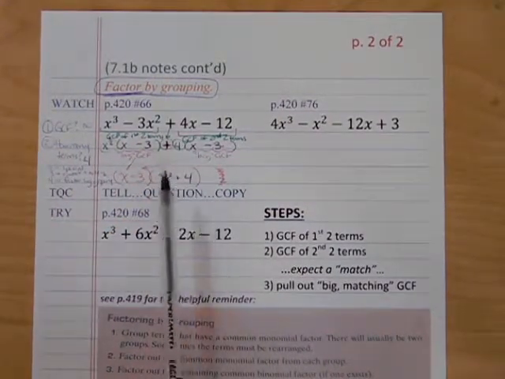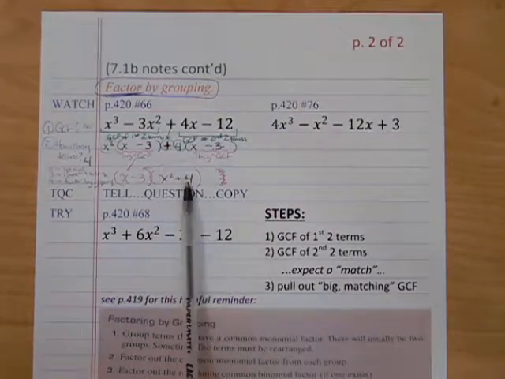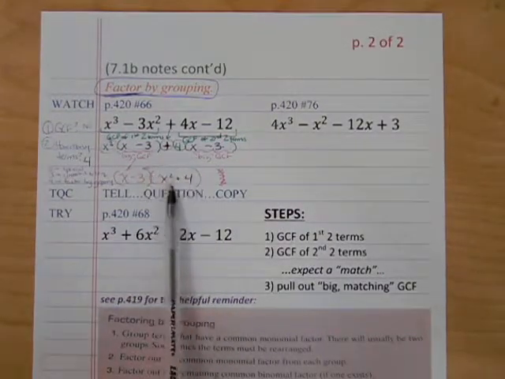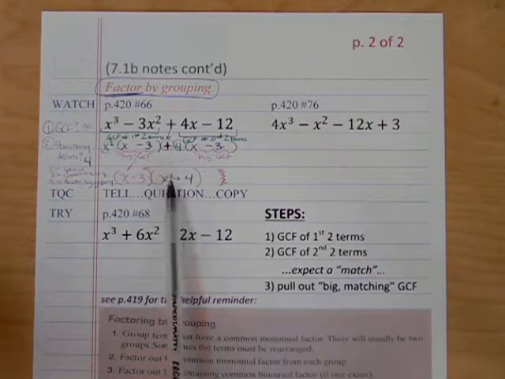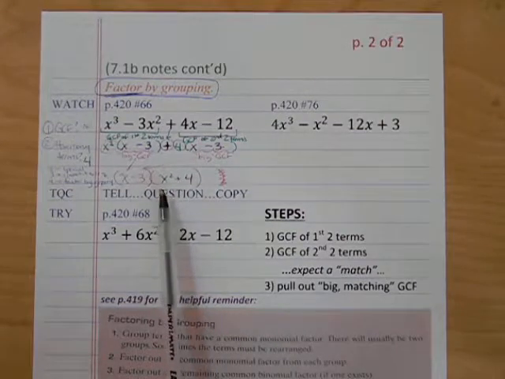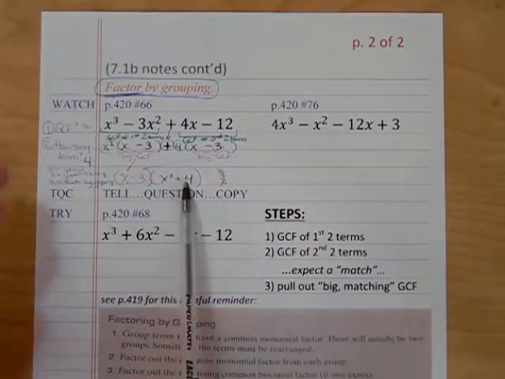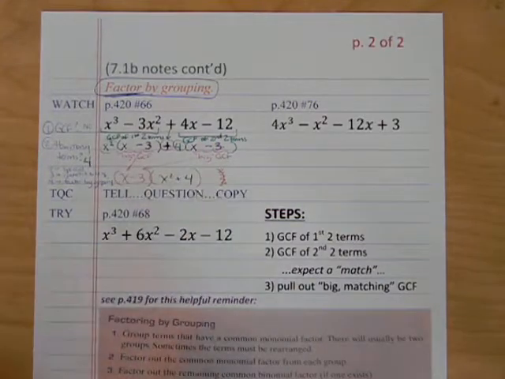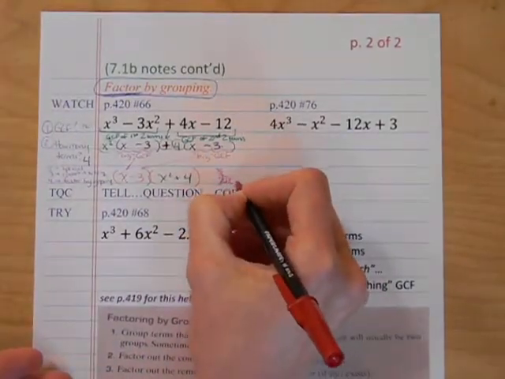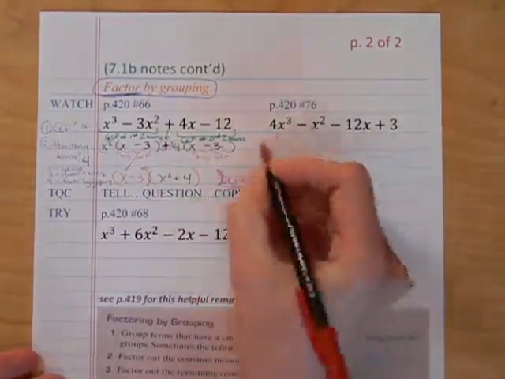X times x is x squared. 2 times 2 is 4. But remember, there is no formula to factor SOS. There is no way to break it down into something times something and get back to x squared plus 4. So this is done. This is factored. This is completely factored as far as it can go. Okay.